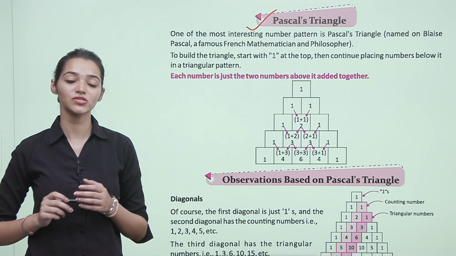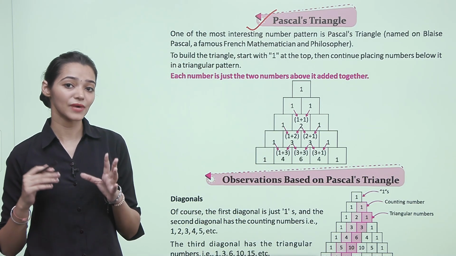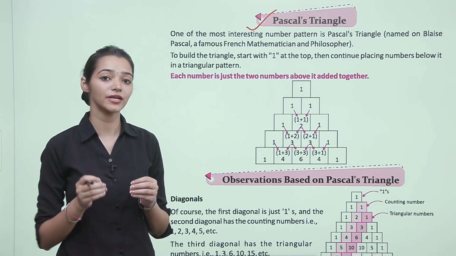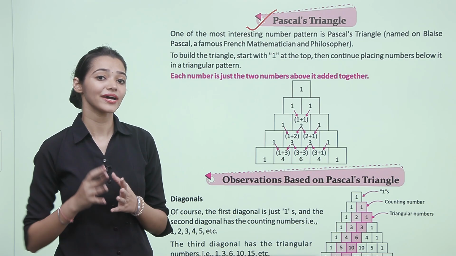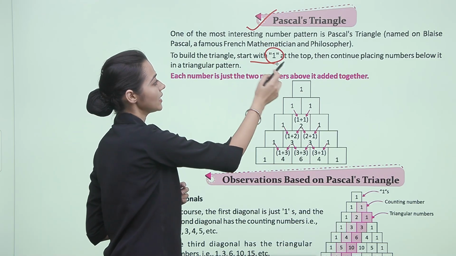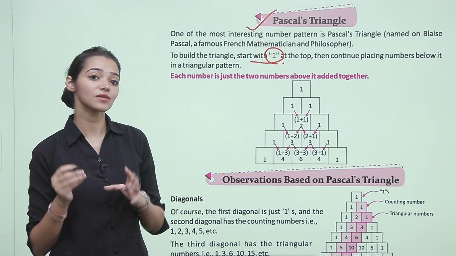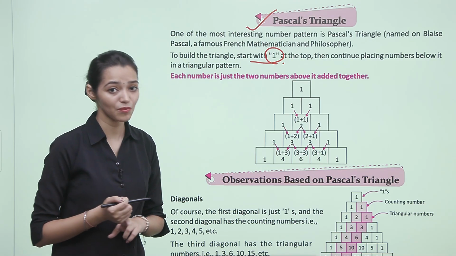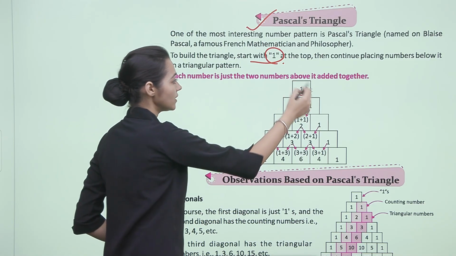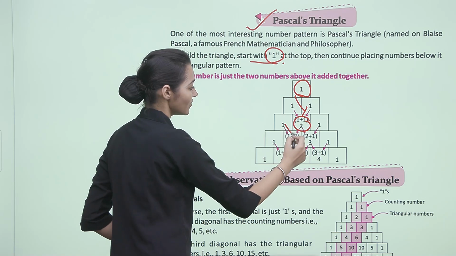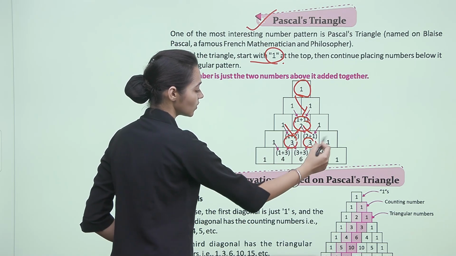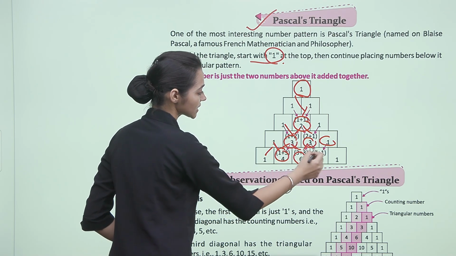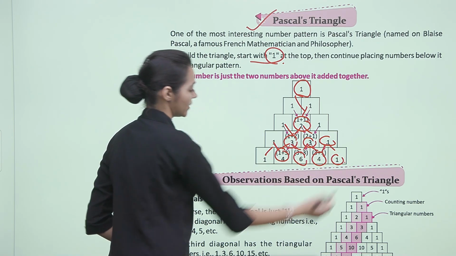Now let's start with Pascal's triangle. One of the most interesting number patterns is Pascal's triangle, named after Blaise Pascal, a famous French mathematician and philosopher. Now to build a triangle, let's start with 1 at the top and then continue placing numbers below it in a triangular pattern. Each number is just the 2 numbers above it added together. Now 1 plus 1 is 2, 1 plus 2 is 3, 3, 1, then 1, 4, 3 plus 3 is 6, 3 plus 1 is 4, and 1.